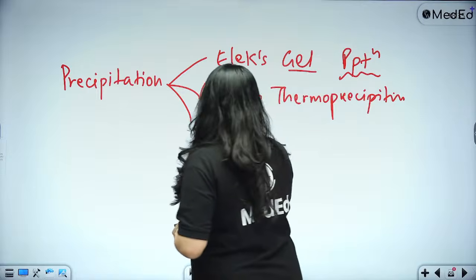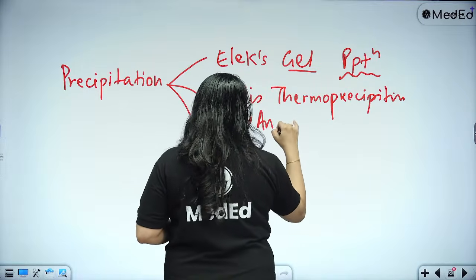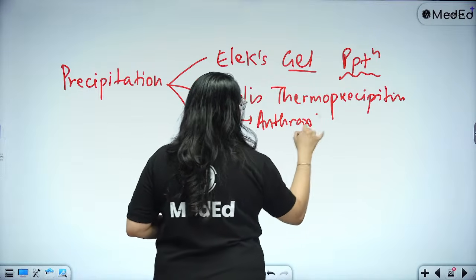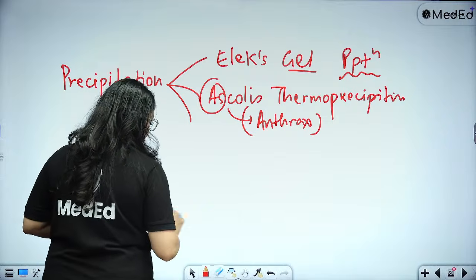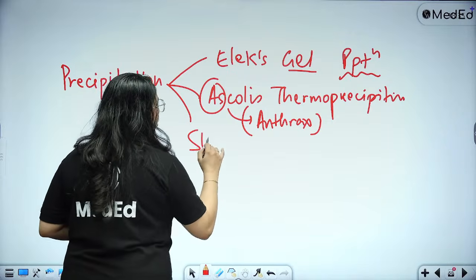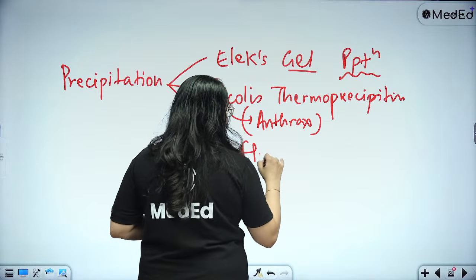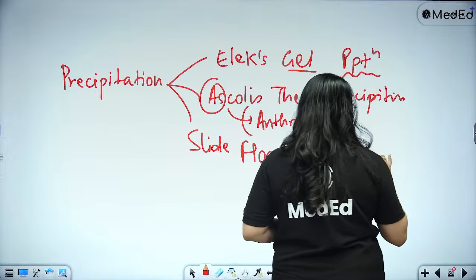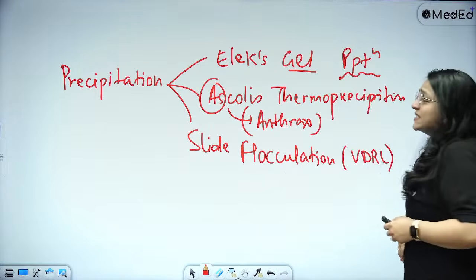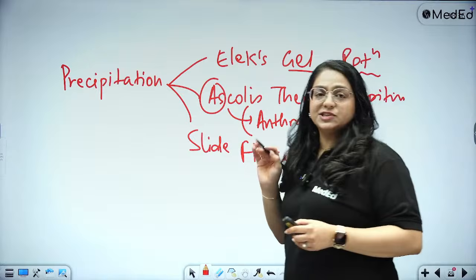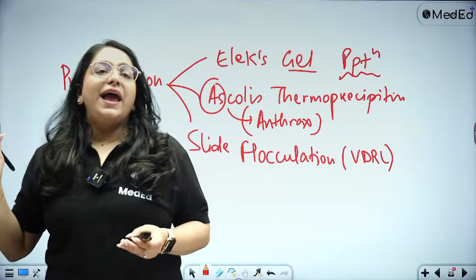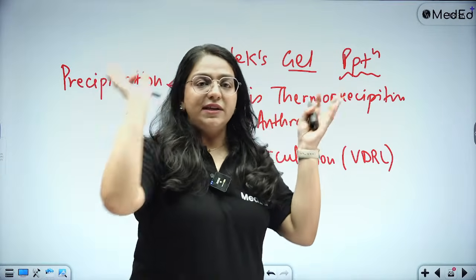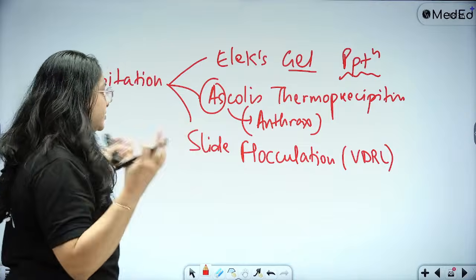A for Ascoli, A for anthrax, Bacillus anthracis. And slide flocculation. What is slide flocculation? VDRL. These are the only 3 precipitation tests you need to remember. Everything else is agglutination. Everything else is agglutination.